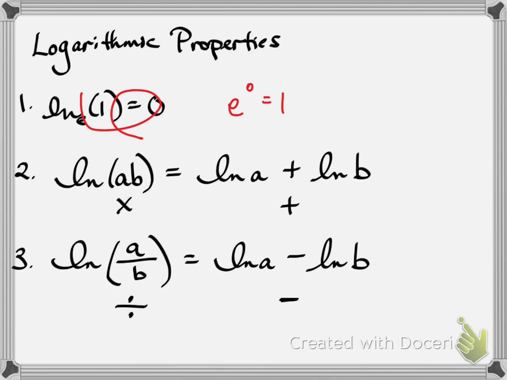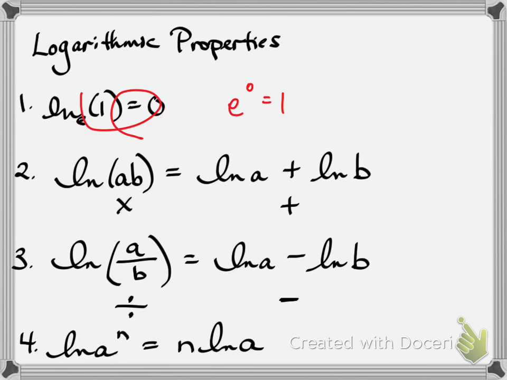And last, ln of a to the b. We could take the power and move it in front of the logarithm. So these are all properties we used a lot in pre-calculus. We're just reviewing them.